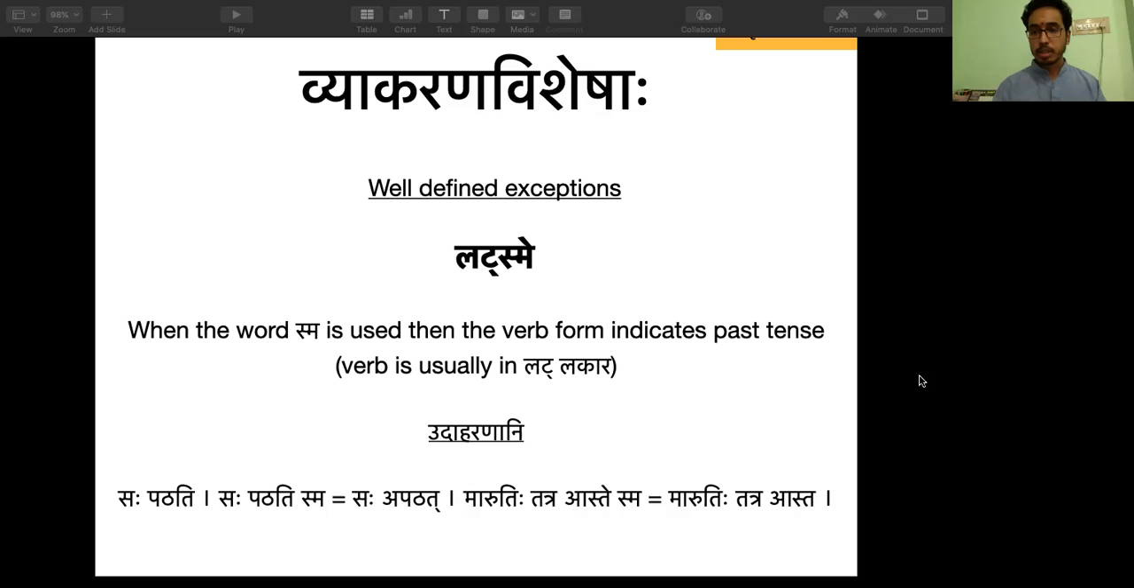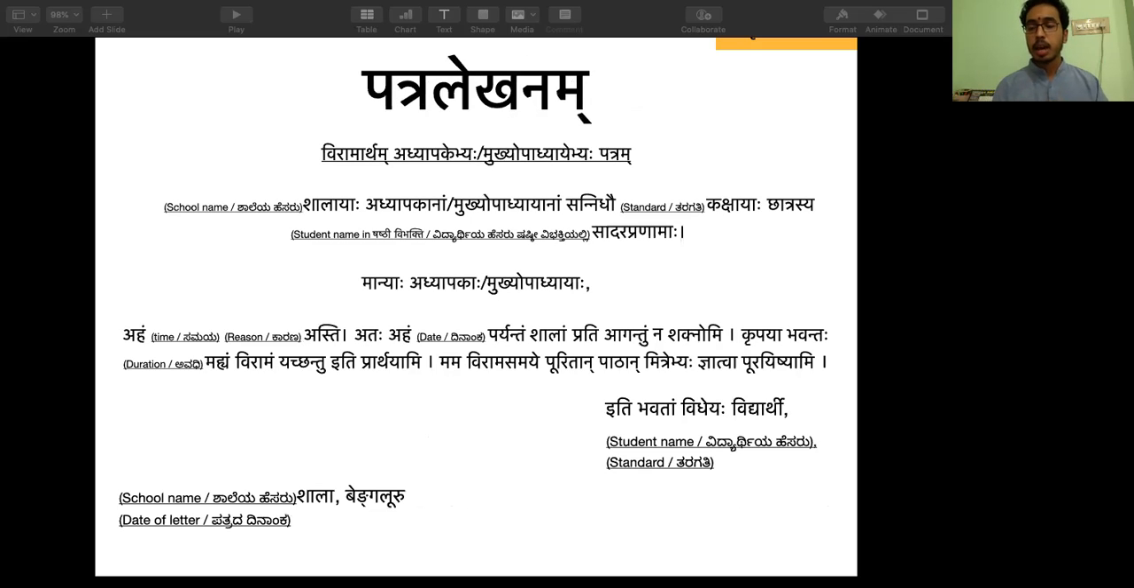Now we'll discuss patra lekhanam. Again, patra lekhanam is actually a very open topic. You can't prepare completely, but all I can do is give you some formats for you to follow. So you can expect 3 different types of letters.